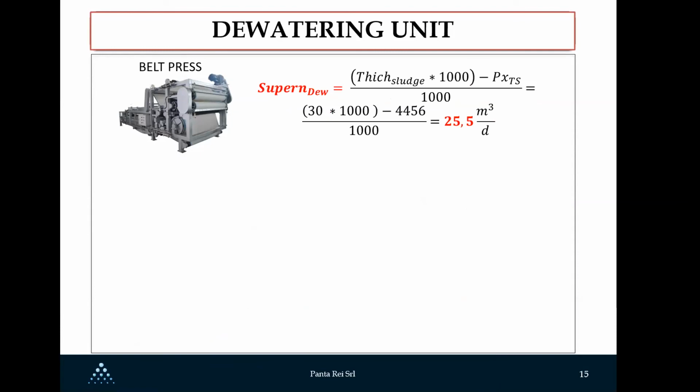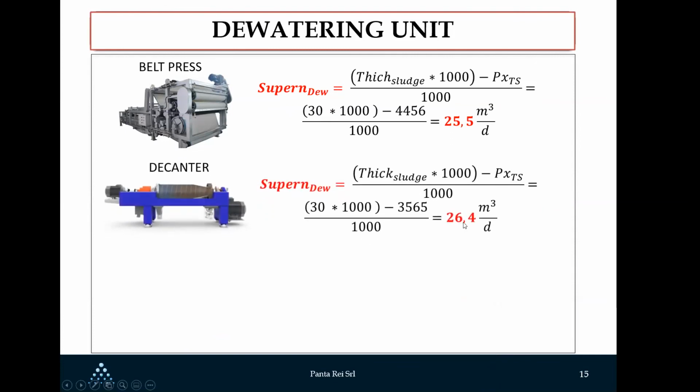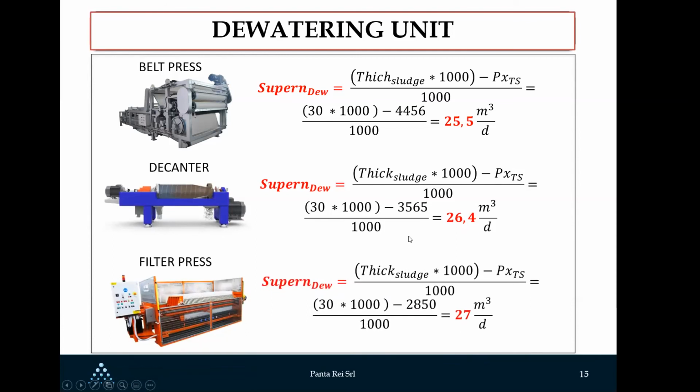So, starting from the sludge flow that goes from the thickener to the dewatering unit, which is this 30 cubic meters per day, the supernatant using the belt press will be 25.5 cubic meters per day. For the decanter, it will be 26.4, while for the filter press, 27 cubic meters per day.